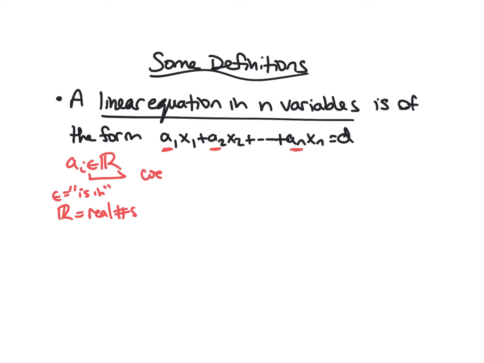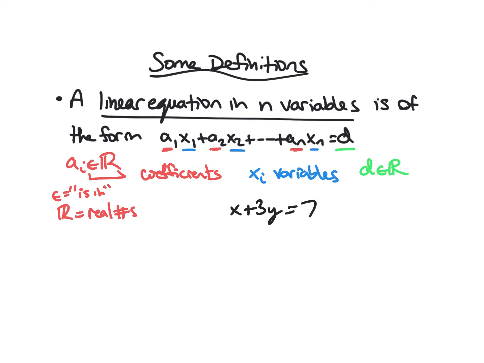So these are our coefficients, okay? And then underlined in blue, our x_i are the variables. And of course, what makes this an equation is the equals d part. The d is also just another real number. So you've already seen these, right? x plus 3y equals 7. This is a linear equation in two variables, for instance.